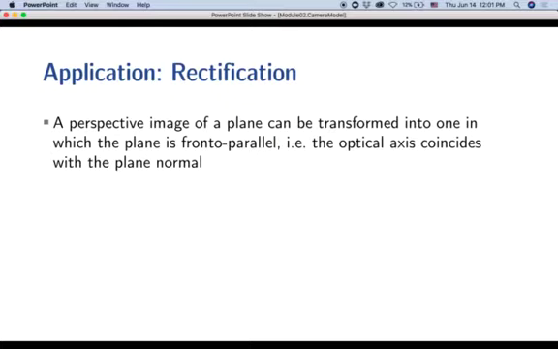The perspective image of a plane, which means the pinhole camera image of a plane, can be transformed, because all images of that plane are related by a homography. There's one special image, which is from here, and that will also be related by a homography to whatever image I took: that frontoparallel image. What is the definition of frontoparallel? The optical axis of the camera is the same as the plane normal. The plane normal and the optical axis coincide. So that's a frontoparallel image.